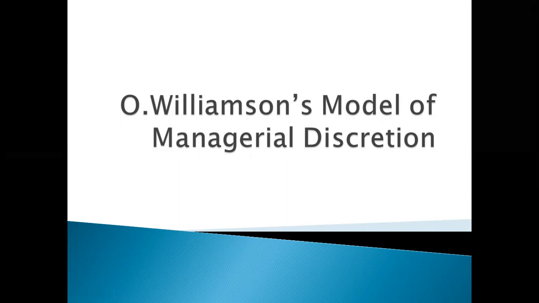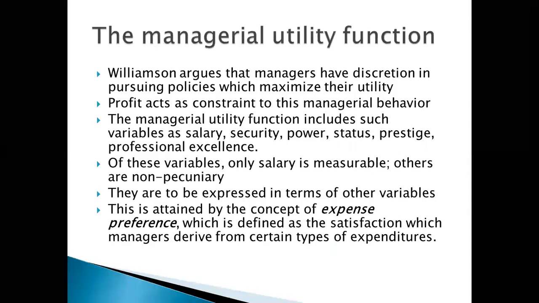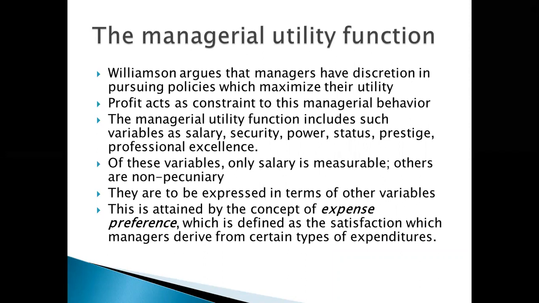In this video, I am going to discuss O. Williamson's model of managerial discretion. Let us first see certain points as introduction to this model. We know that in this model, we are going to focus on the managerial utility function. And here we are trying to argue that managers have some sort of discretion in taking certain decisions as to what kind of objectives the firm should follow.